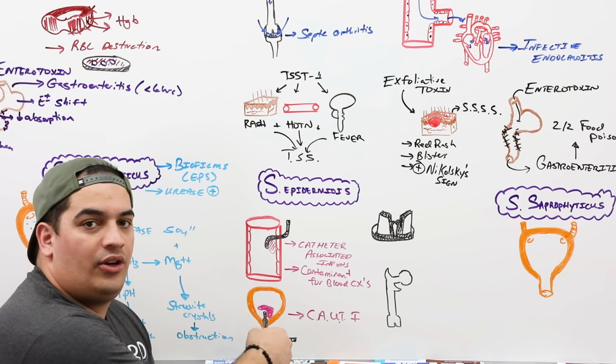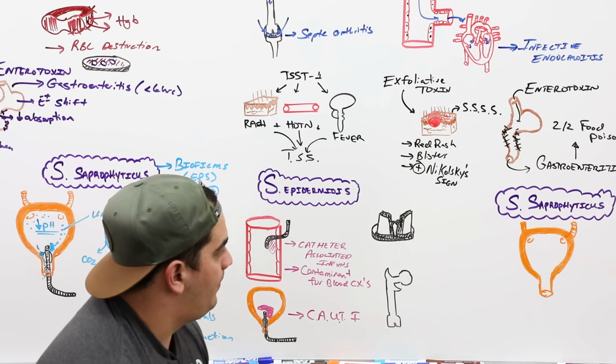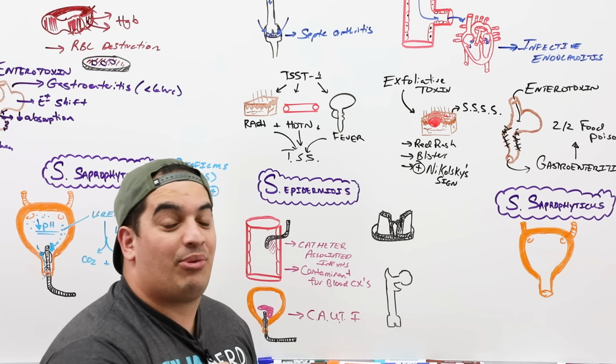How do you treat it? Don't really worry too much about antibiotics. You can give antibiotics, but the big thing is get rid of the catheter. Again, you're going in, you're getting a prosthetic heart valve.